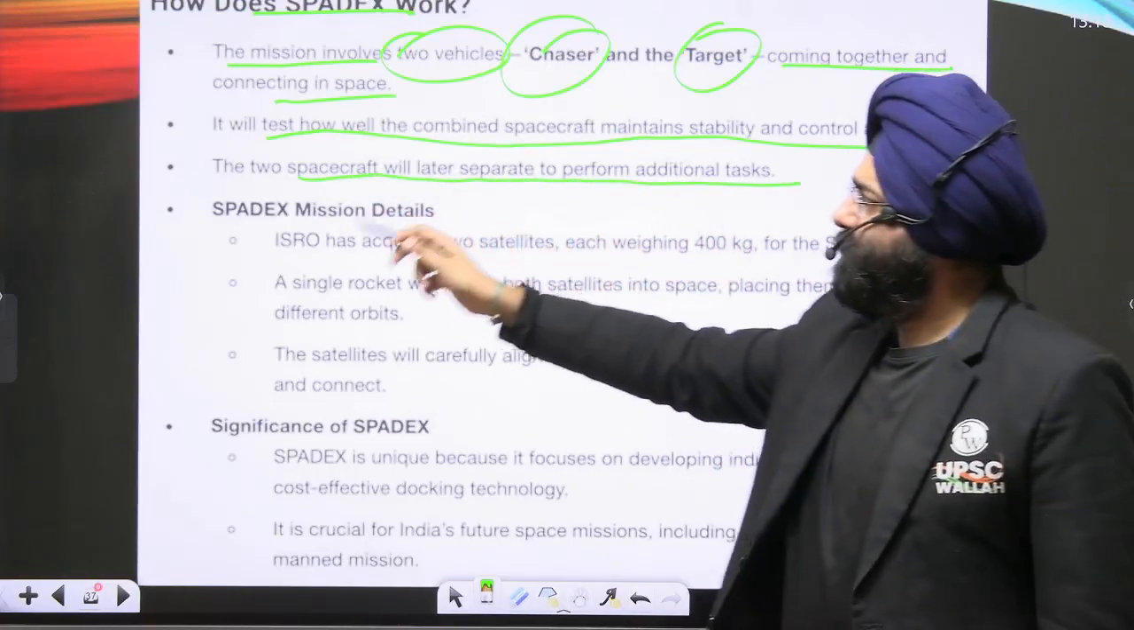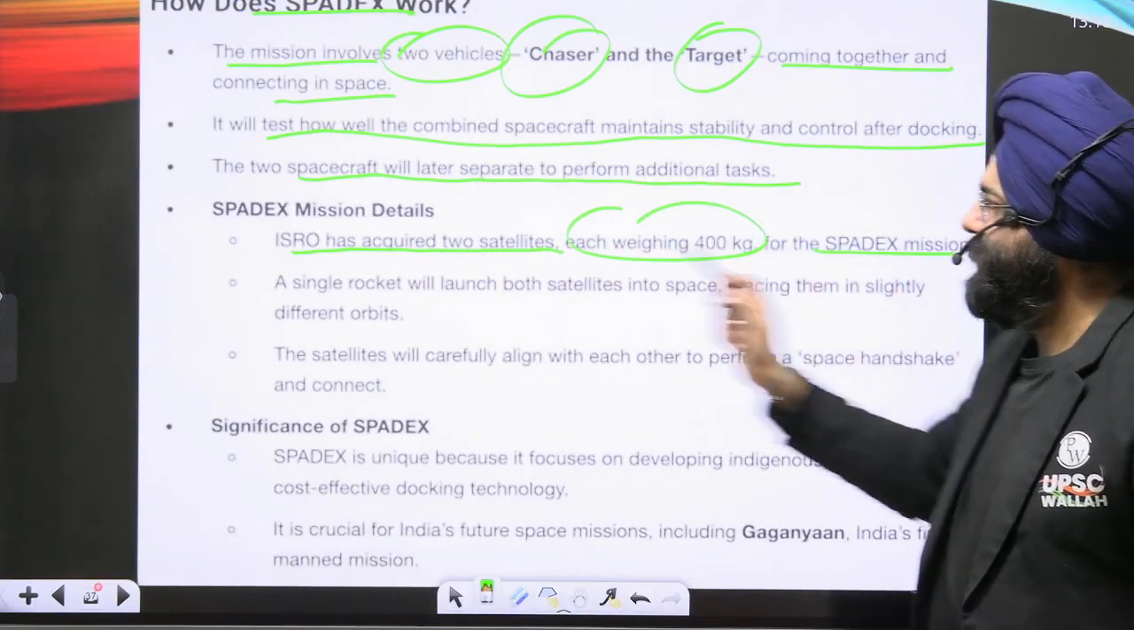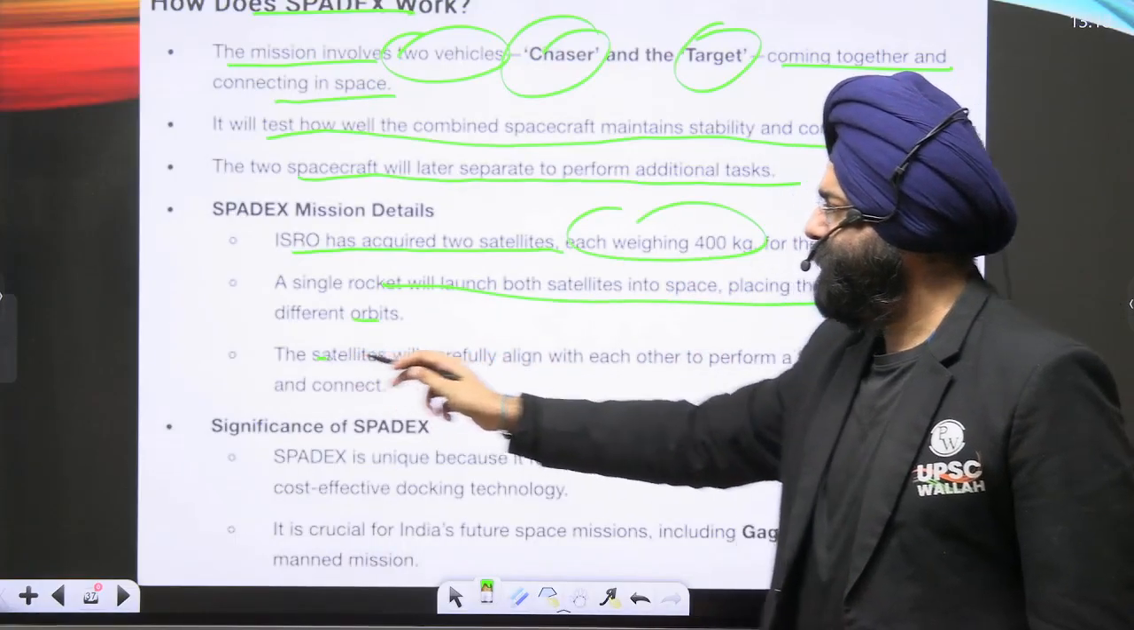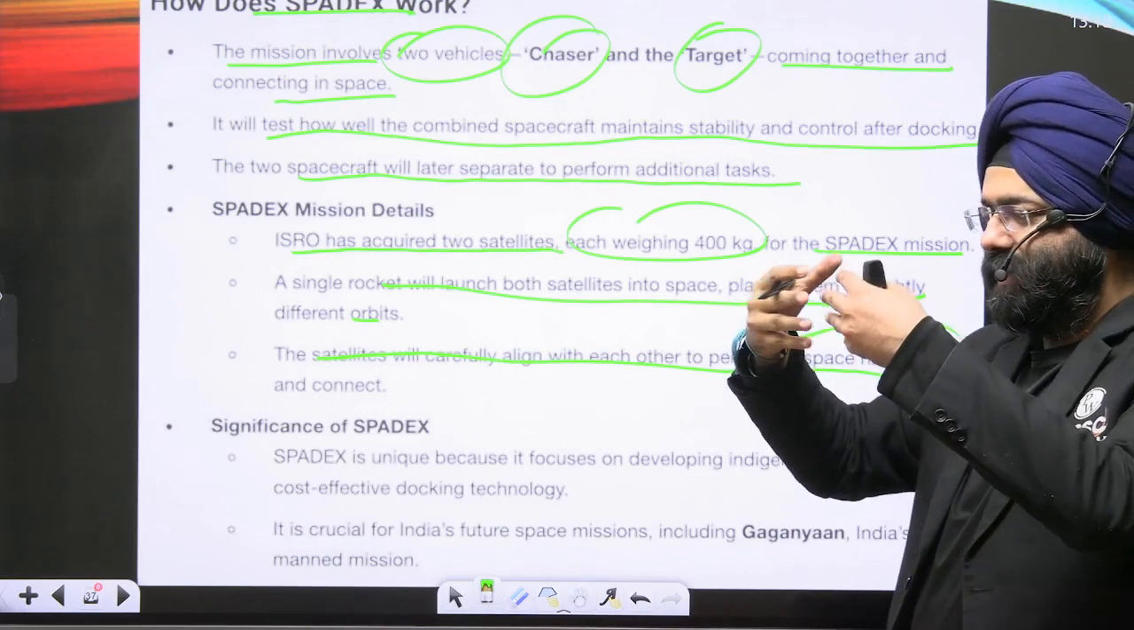So, SpaDeX mission details: ISRO has acquired 2 satellites, each weighing 400 kg, for the SpaDeX mission. A single rocket will launch both satellites into space, placing them in slightly different orbits. The satellites should carefully align with each other and perform the space handshake. Space handshake means they are connecting to each other.